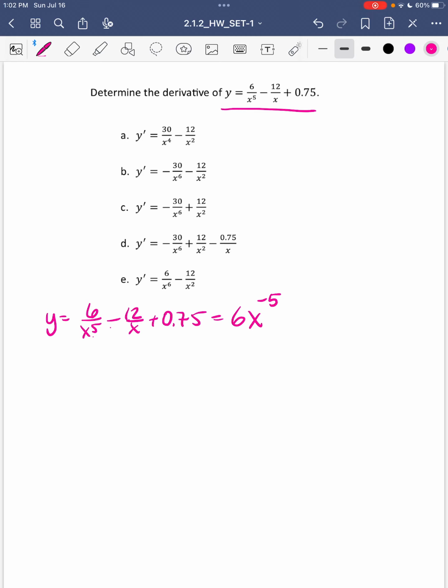And what about minus 12 over x? Well, that's minus 12 times x to the minus 1 power. And then we have that 0.75 at the end. Now we're ready to take the derivative using the power rule on each term.